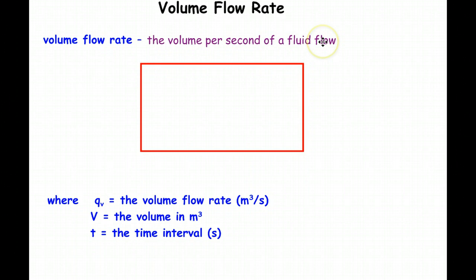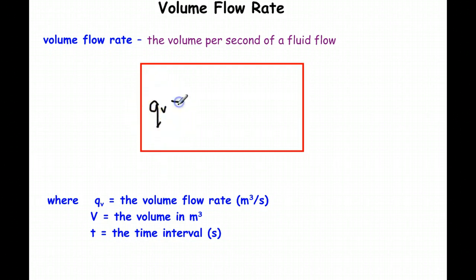So let's just say we had water going through a pipe. We want a way of measuring what volume of water is passing through this pipe. And the formula for that, here's where you've got to pay attention to things. Are we looking at uppercase letters or lowercase letters? So this is a lowercase q with a subscript v. This represents volume flow rate.